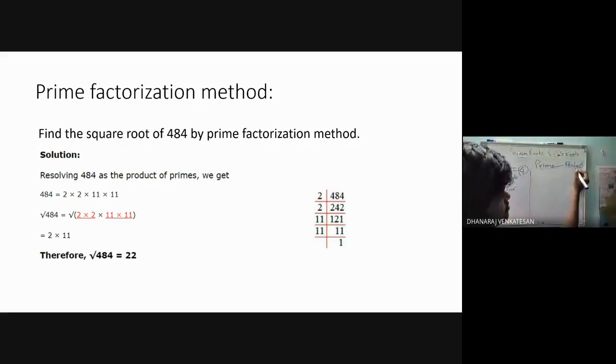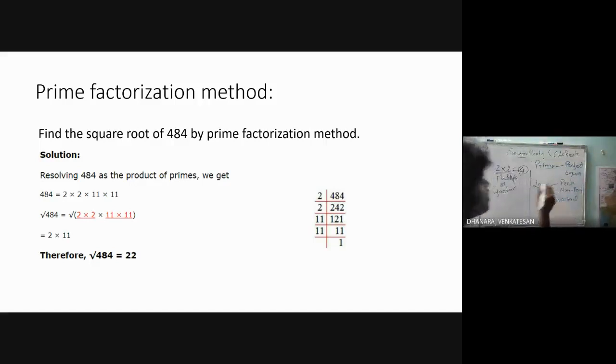Prime factorization method is applicable only for perfect squares. Next, the long division method can be used for perfect squares, non-perfect squares, and also for decimals.